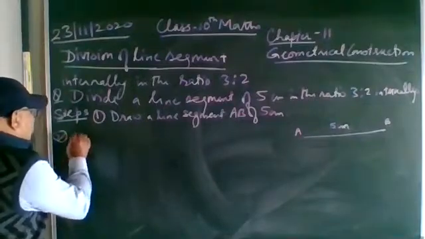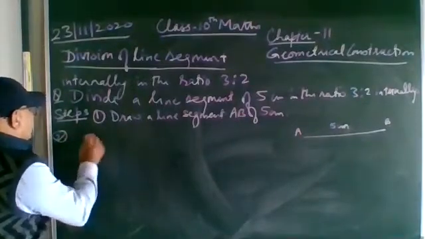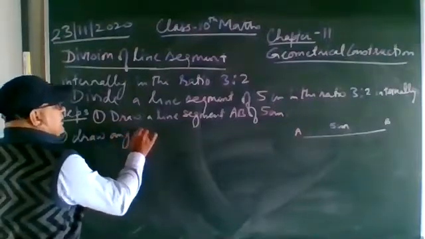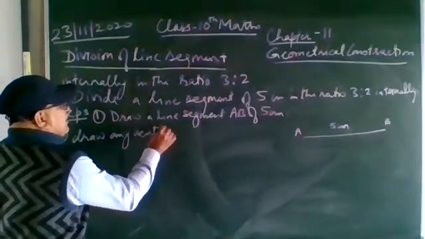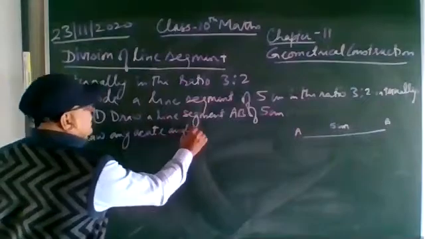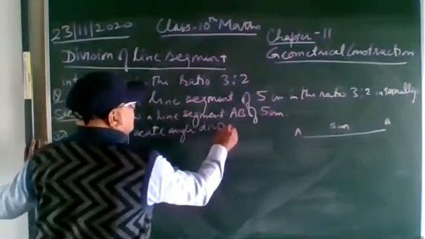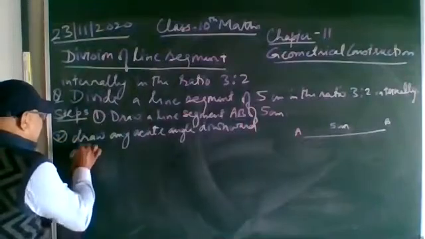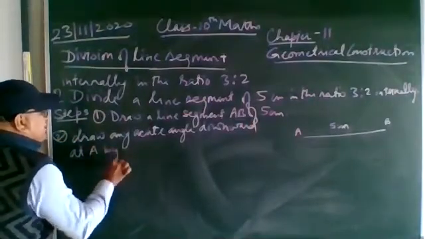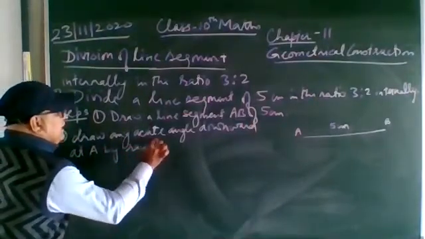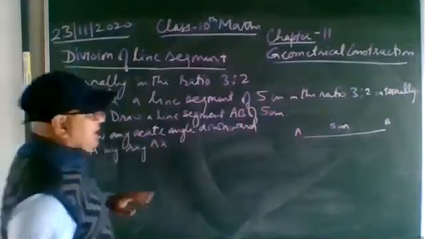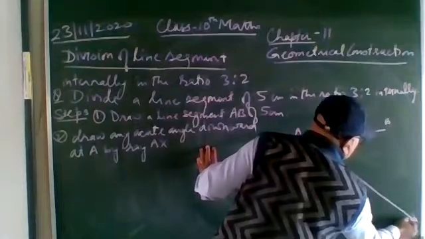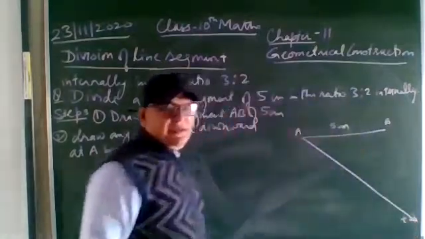Second point, draw any acute angle downward at A by ray AX. That is, you have to provide this line AX. Any acute angle.